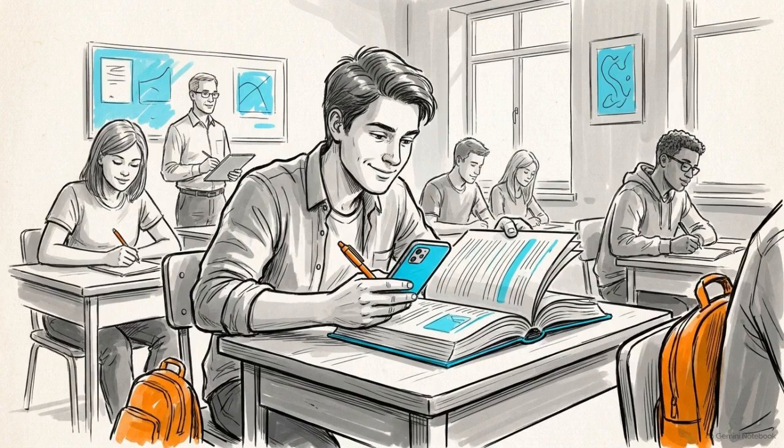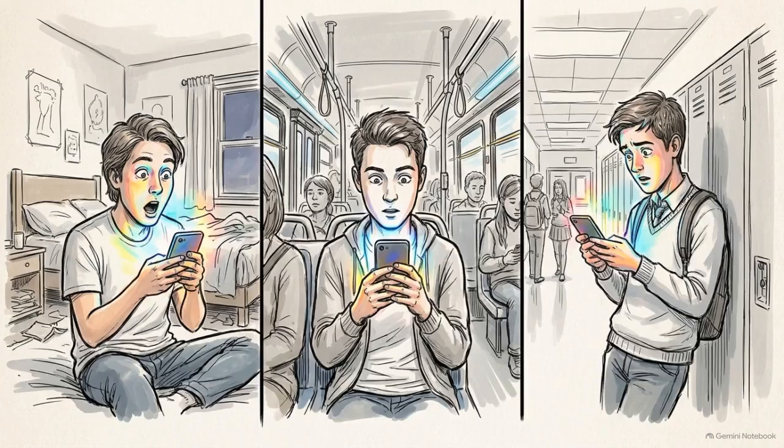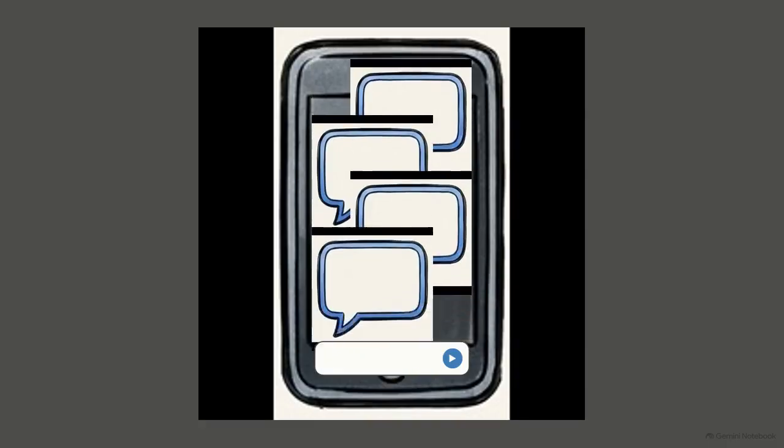An embarrassing photo circulates during third period. A private screenshot is forwarded to the entire class. An angry comment blows up a group chat. Students frequently find themselves in these situations without a compass. They lack the innate skills to navigate digital threats and often struggle to identify the safest way to respond.